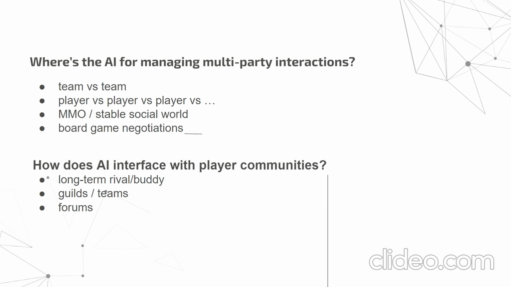Next thing is, how does AI interface with player communities? It could be a long-term rival or buddy of yours. It could be one of the rivals of any player, or it could be one of the buddies. And another thing is, it could be in one of the teams. It can make guilds or teams with humans or other AI systems. And forum, which is an assembly or conference, AI is able to do that also.